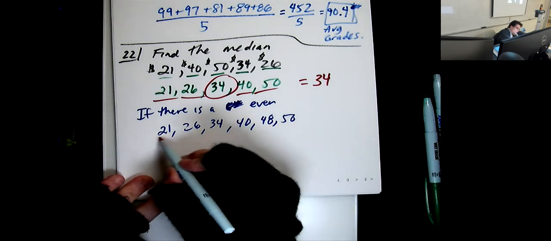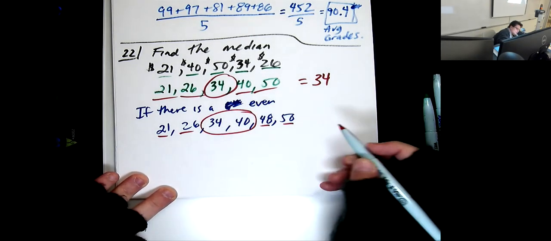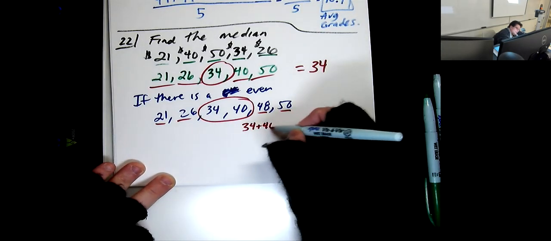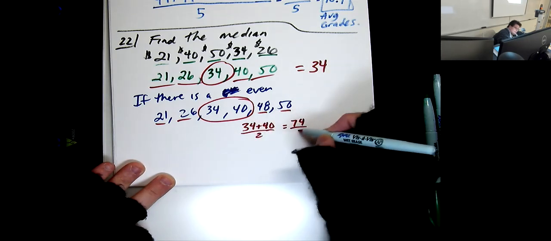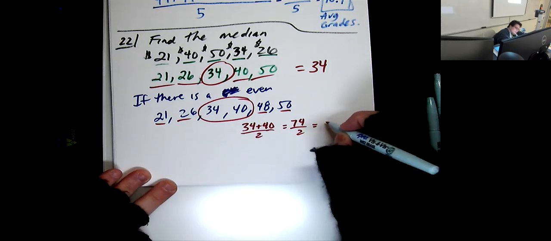When we go inward and we get to the middle two, we've got two in the middle now. We can't just pick one. So what we do is we add them together and we divide by 2. Or basically find the average, the mean of them, and it's 37.